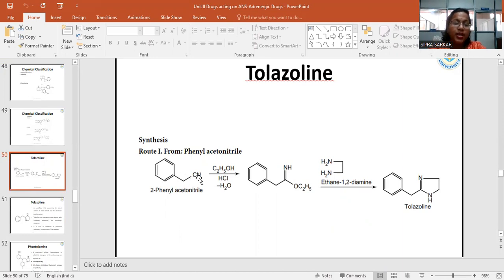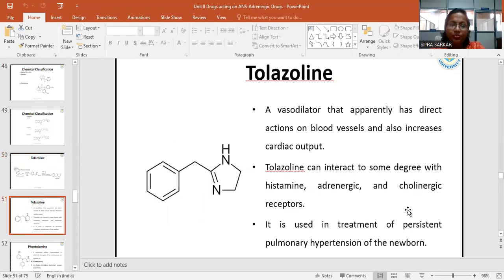CH2CN group, that's why acetonitrile is present, and it is treated with ethyl alcohol, HCl, and water. One nitrogen-containing group will be reduced with hydrogen, and the C2H5O ethoxy group will be incorporated. Then one molecule of ethane 1,2-diamine will be incorporated here. As a result, the ring closure will be done. One CH2 is taken to close this ring. Now coming to tolazoline, the mechanism of action.